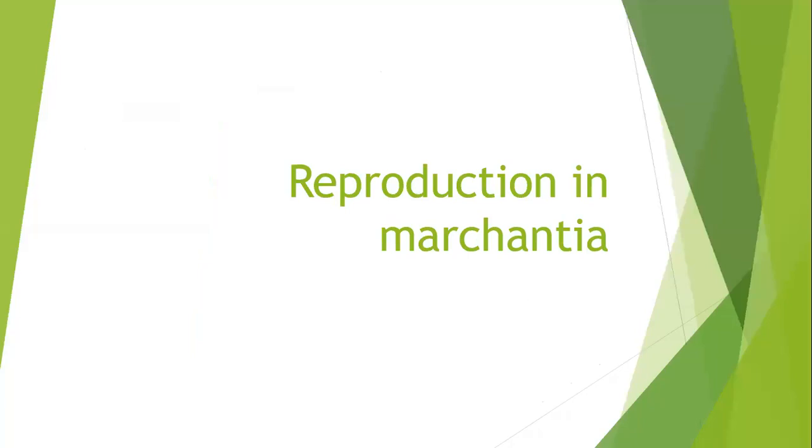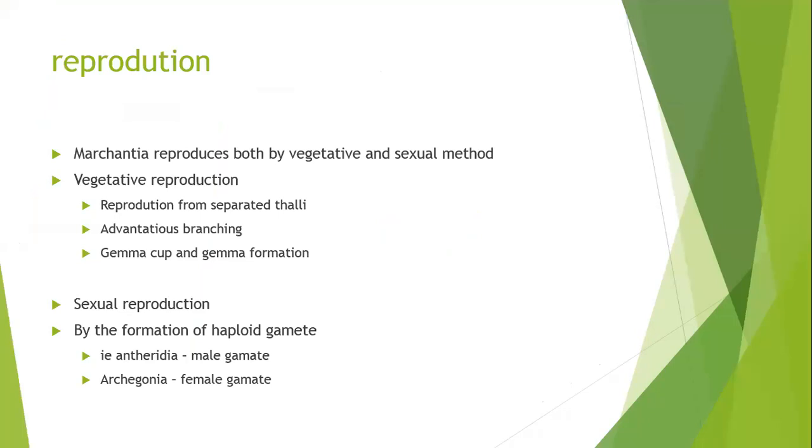Hello students, in the last two videos of Marchantia, we have studied the external morphology and internal anatomy of Marchantia. In this session, we'll be studying the reproduction of Marchantia. How does Marchantia reproduce? Marchantia reproduces by two methods, that is, the vegetative method and the sexual method.